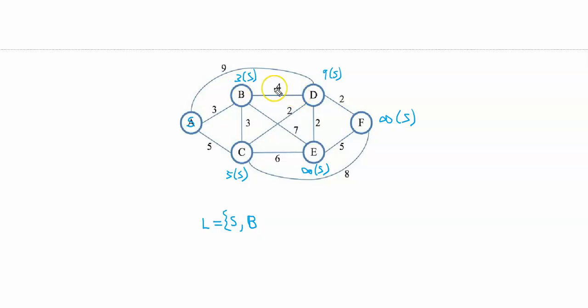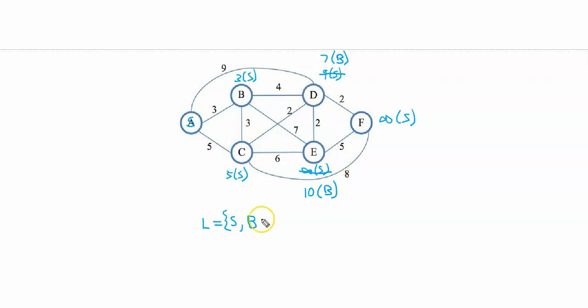D, if I go 3 plus 4, that's 7. That is smaller than 9, so I'm going to update this one with a 7B. E, if I go 3 plus 7, that's 10, and that is definitely smaller than infinity, so I will update this to be 10B. And F is not adjacent to B, so I don't look at that yet.